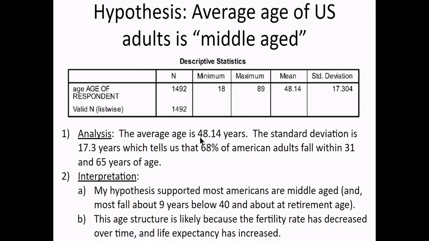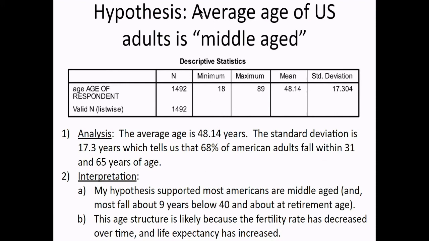The average age is 48.14 years. The standard deviation is 17.3 years, which tells us that 68% of American adults fall within 31 and 65 years of age, roughly. Okay, I did round up there. My interpretation is that my hypothesis is supported, that most Americans are middle-aged and most fall about 9 years below 40 and about at retirement age. I'm really talking about the range there, kind of roughly.